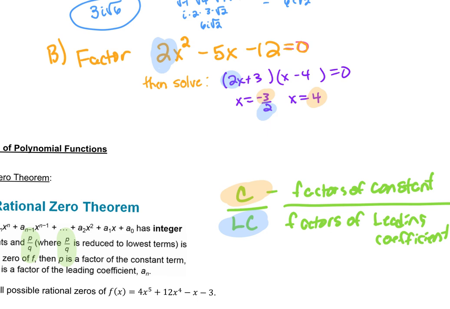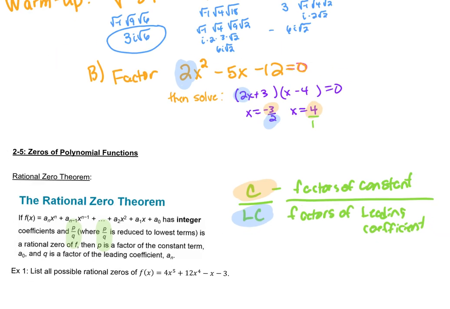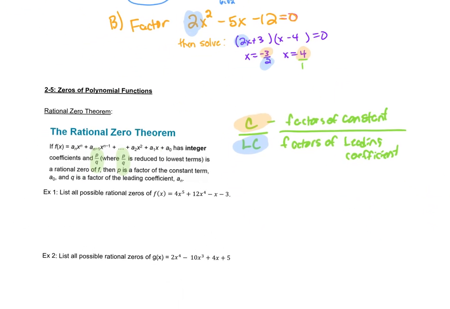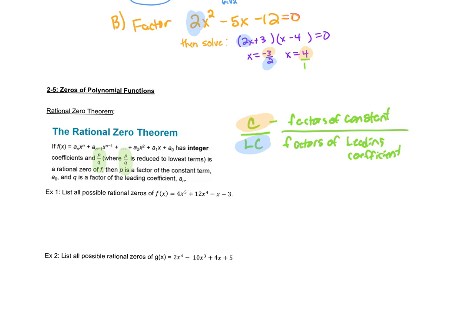Technically, this is over 1, and 1 is a factor of that leading coefficient of 2 also. So even with our basic quadratics where we are factoring, we see this, right? We just didn't ever really talk about it that way. But we can write a list of all of the possible rational zeros by making this list. Factors of the constant over factors of the leading coefficient, okay?